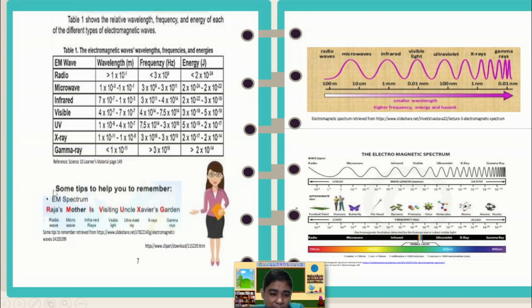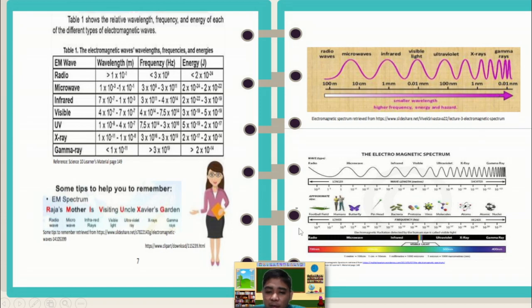Okay, we have some tips to help you remember the electromagnetic spectrum. So the arrangement of these 7 members of the electromagnetic spectrum family, from radio wave to gamma ray, we have: Raja's mother is visiting Uncle Xavier's garden. Much better if you're going to memorize the arrangement. So, as you can see in this picture, the wavelength from radio wave, microwave, infrared, visible, ultraviolet, X-ray, is becoming shorter. From left to right, the wavelength becomes smaller.